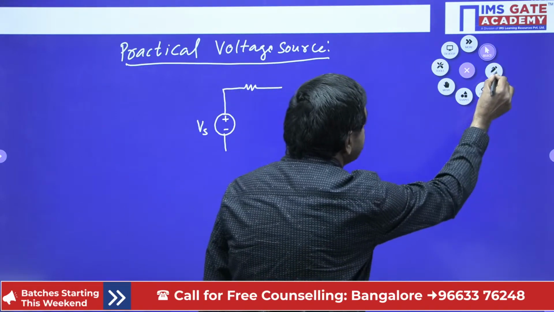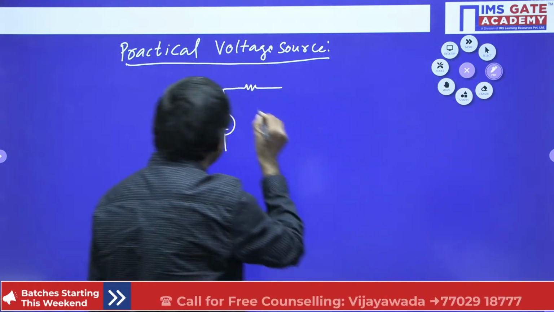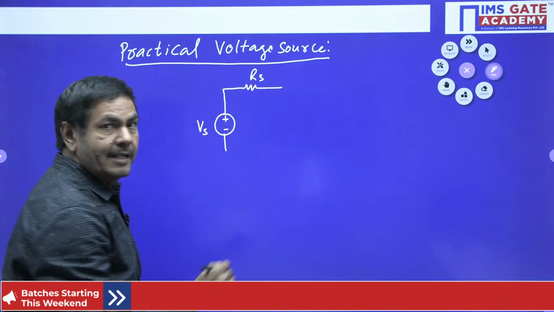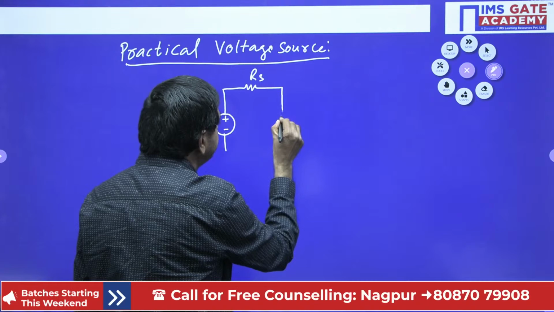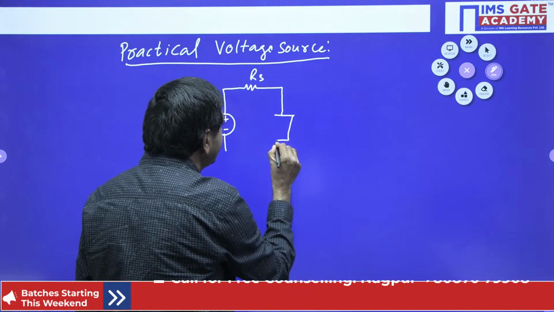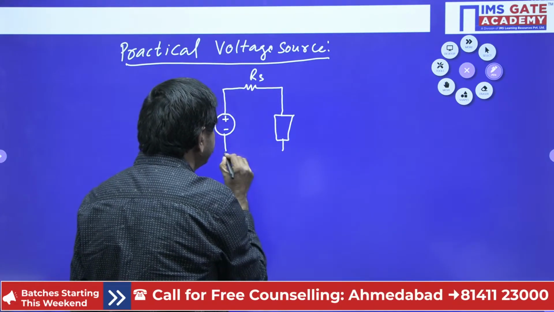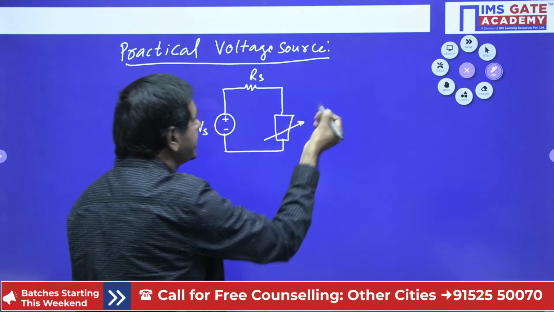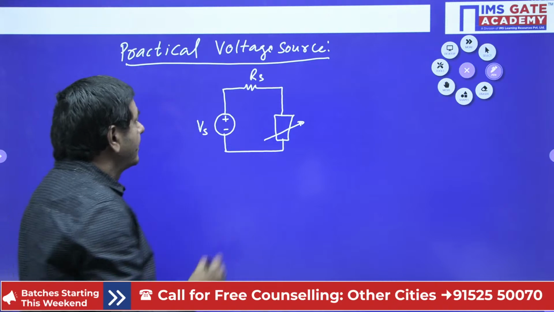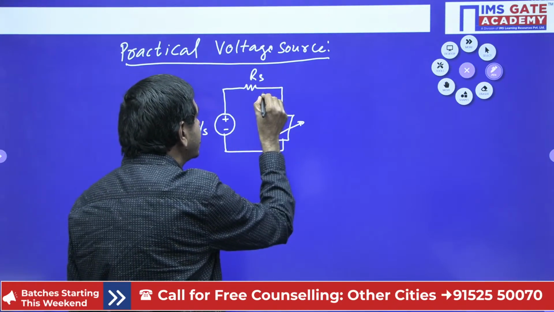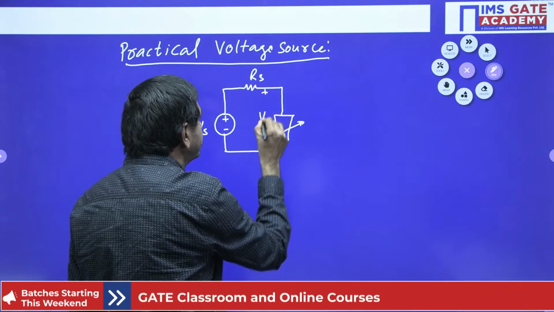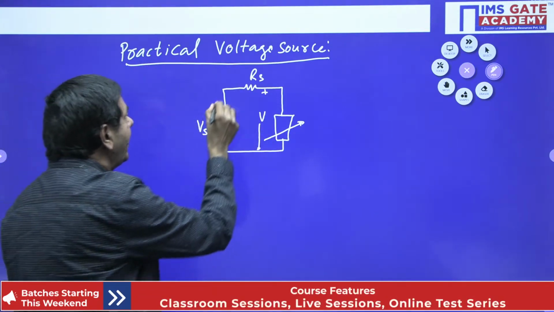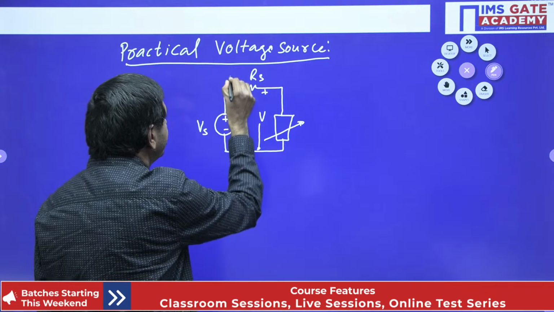That internal resistance, I want to take it as Rs, the source resistance. Then I want to connect a load. That is a variable load I connected here. That load can be changed. And the voltage across this load, I want to take it as V. This is the load voltage. V is the load voltage. I is the current.